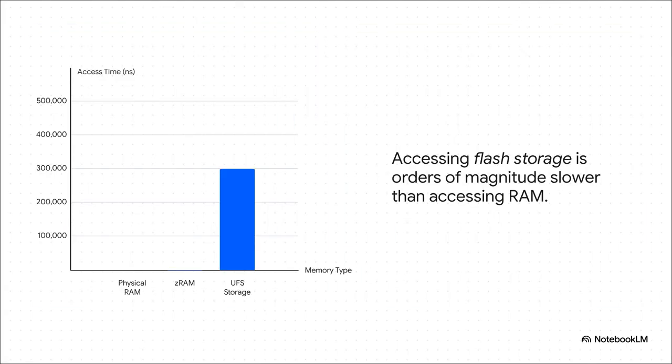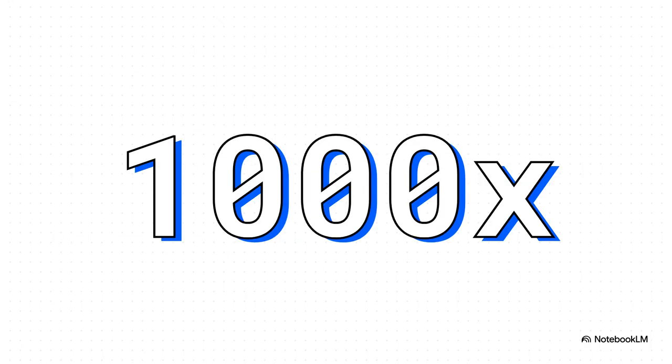It's wild. Accessing RAM, even compressed ZRAM, is measured in nanoseconds, billionths of a second. But the moment you have to go out to your flash storage, that jump takes you all the way into the world of microseconds. And let's be crystal clear about what that means. A microsecond is 1,000 nanoseconds. That makes ZRAM up to 1,000 times faster. This enormous latency gap is the absolute core reason Android will do almost anything to avoid writing to storage.